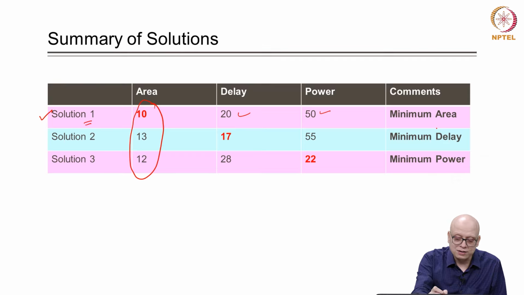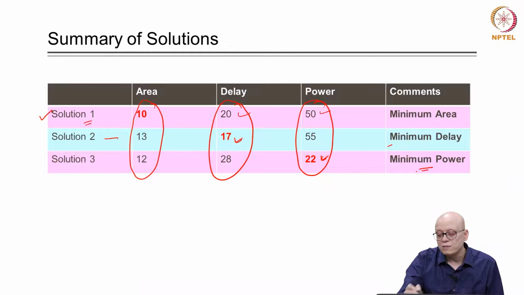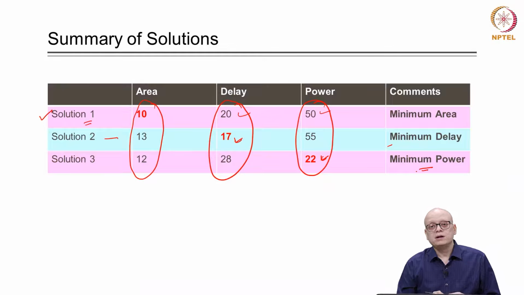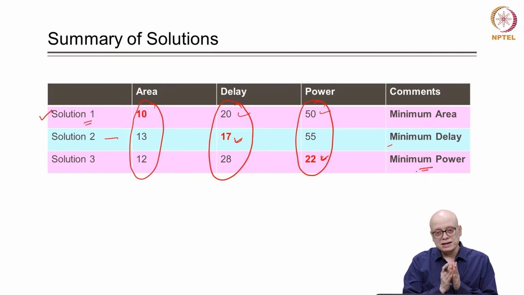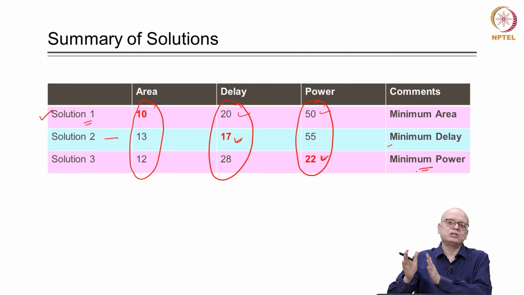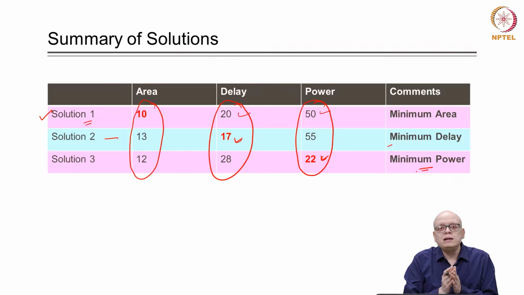And what about the delay? If we look into the delay, we see that solution 2 is giving us the minimum delay. And if we look into the power numbers, then we see that solution 3 is delivering the minimum power number. So, what this example illustrates is that for an unmapped netlist, or a netlist which is implemented in terms of generic logic gates, there could be multiple solutions which will be functionally equivalent, but their PPA will be varying.